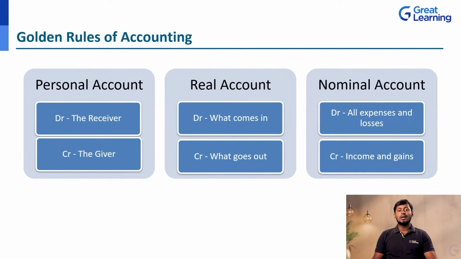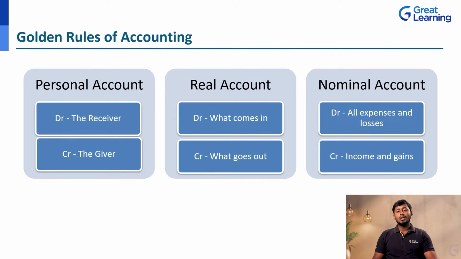Credit what goes out. If you are going to purchase the furniture, you are going to pay in the form of cash, correct? So cash is going out of the business. At that time, what goes out needs to be credited. That is, cash is going out of the business, so the cash account is credited. And in the amount column also, you need to write 10,000 on the debit side and 10,000 on the credit side. That is how we need to categorize the real account, personal account, or whichever rules are there.